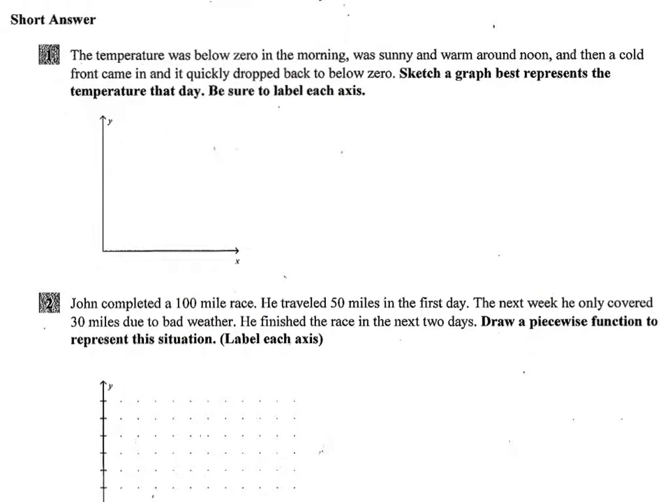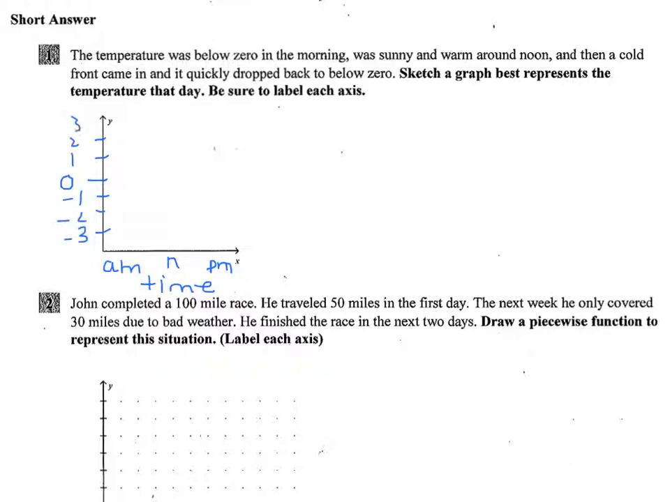To do one, first decide what you're going to put on the X and Y axis. We'll put the time of day on the X, so morning, noon, and night. And we'll put the temperature on the Y axis. If you put 0 in the middle, I saw a lot of people do that, 0 degrees, and then positive numbers above it and negatives below it, that would be okay.